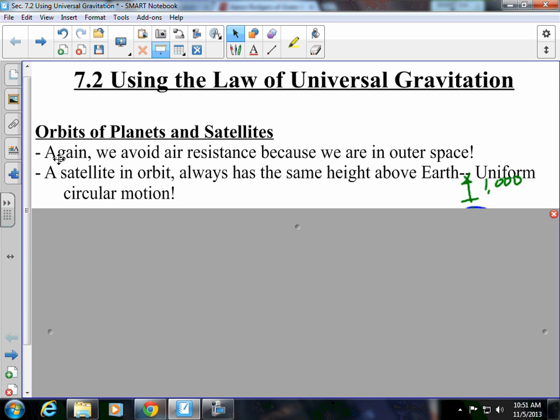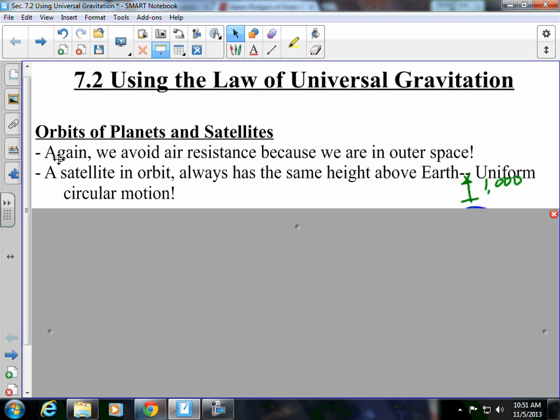But first things first, we are going to avoid air resistance. Why are we going to avoid air resistance? Well, we haven't calculated it while we're on Earth, and there's no air in outer space, so it doesn't even matter. Also, though, a satellite in orbit always has the same height above Earth since it's uniform circular motion.